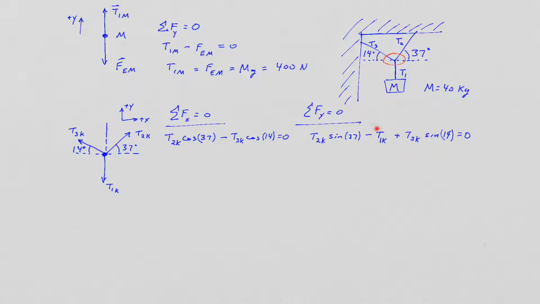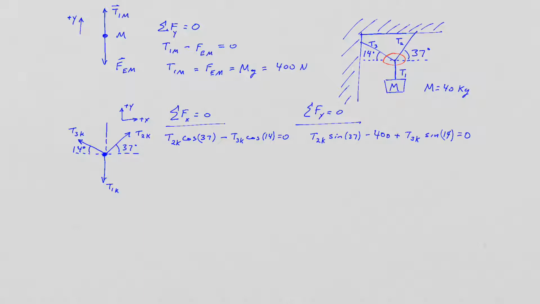Keep in mind that T1K here, since this is a continuous string between this point and this point, T1K is exactly the same thing as T1M. That is, it has a value of 400 newtons. The negative sign here indicates the directionality. It indicates that the force is down. So, since T1K is the same thing as T1M, we can just basically get rid of this and put 400 newtons directly into this equation. So now we want to solve for T2K and T3K.